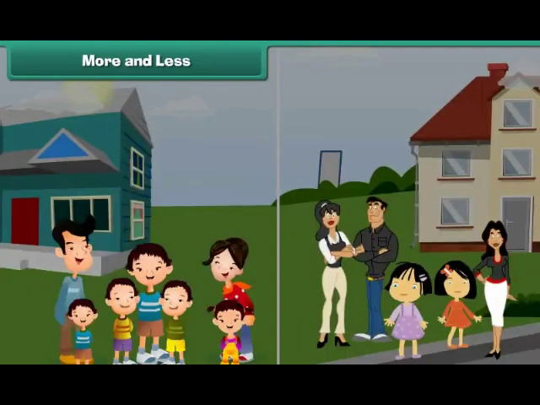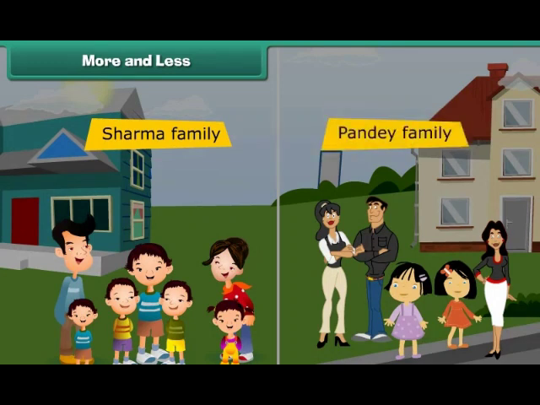Look at these 2 pictures. On the left is the Sharma family. On the right is the Pandey family. Which family has more members? Sharma family has 7 members. Pandey family has 5 members. Therefore, Sharma family has more members.